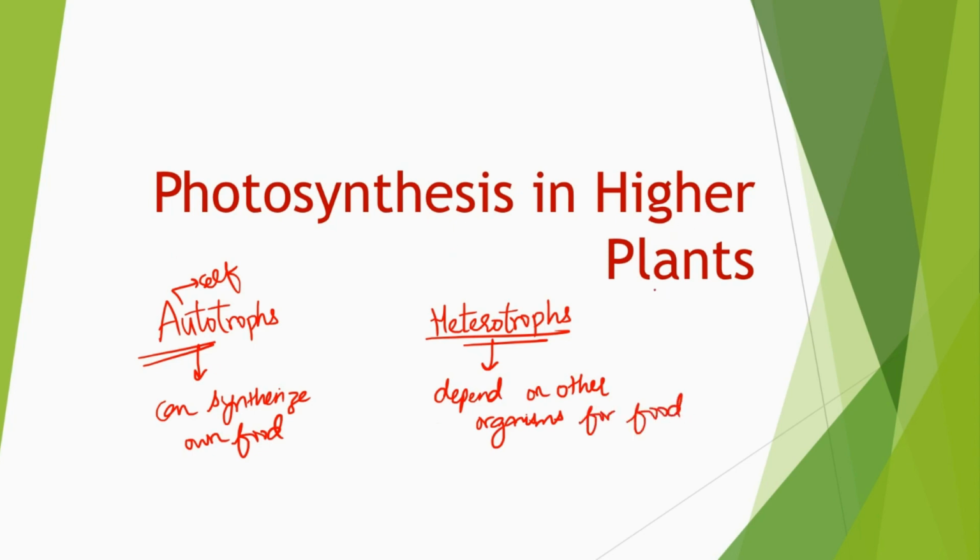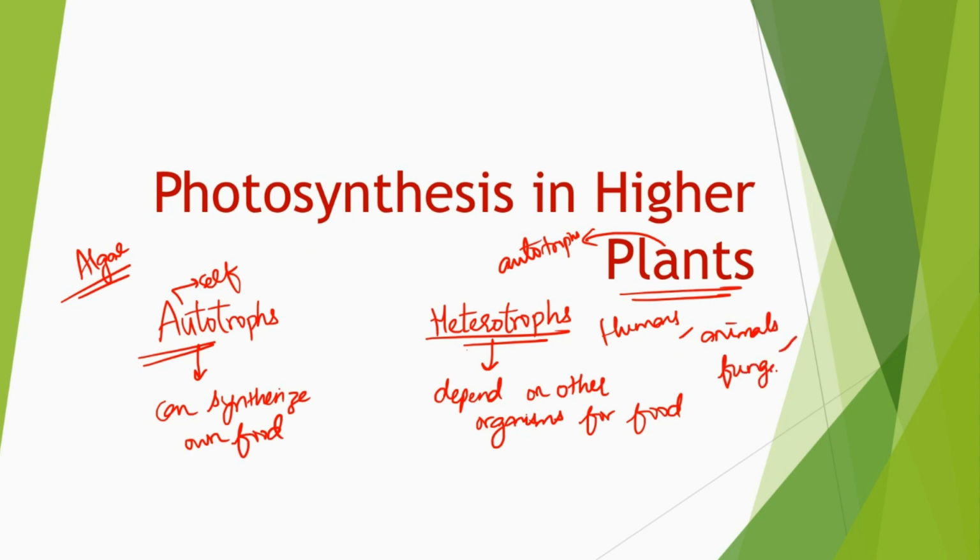So here we are studying plants. We know that plants are autotrophs. Not only plants, algae are also autotrophs. Heterotrophs examples include humans, we are heterotrophs. Then we have animals and fungi, which are basically heterotrophs. Bacteria, if you consider, there are certain bacteria which are autotrophic, which can synthesize their own food, while a few are heterotrophic.